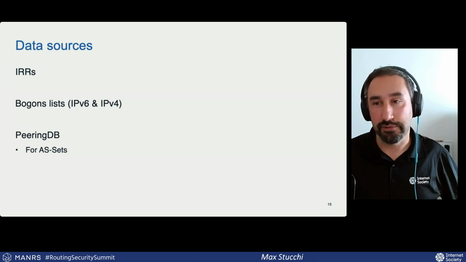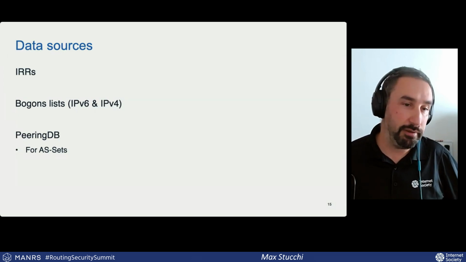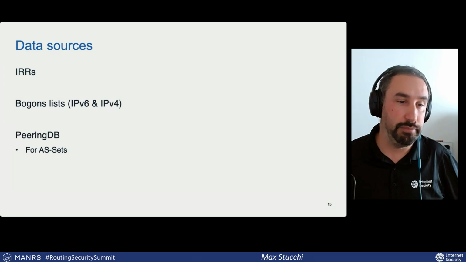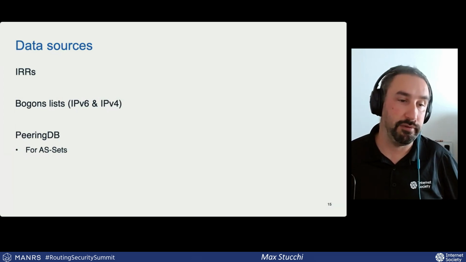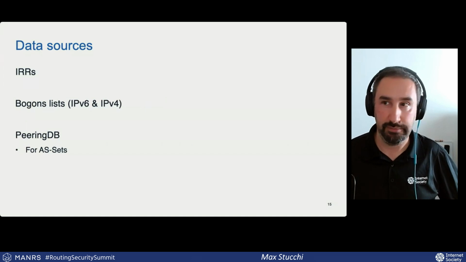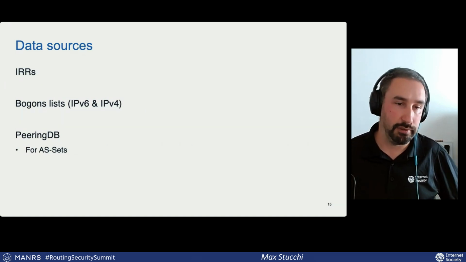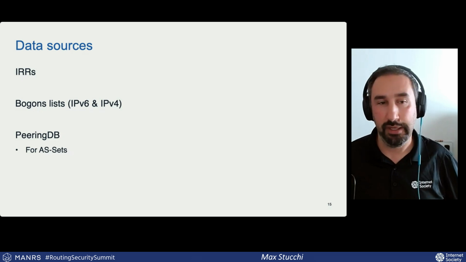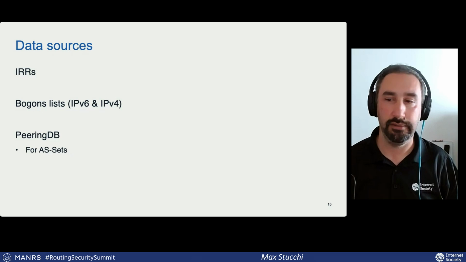So what are your data sources? What are your sources of truth? The internet routing registries, you have bogons lists, and then an important source of information these days is PeeringDB, because that's where you can start your search for AS sets. And I have a small demo at the end of this section, so we can go through that then.